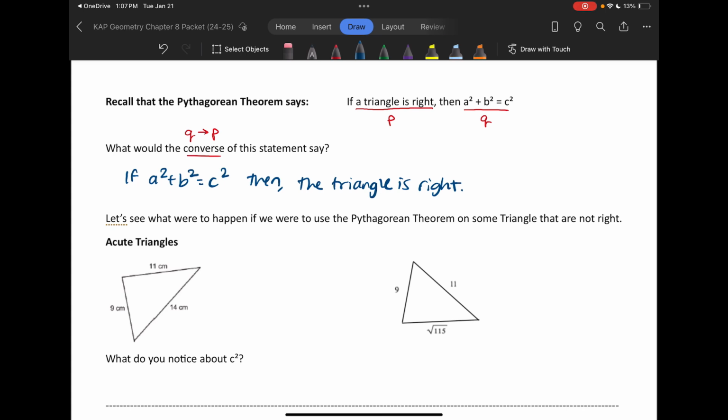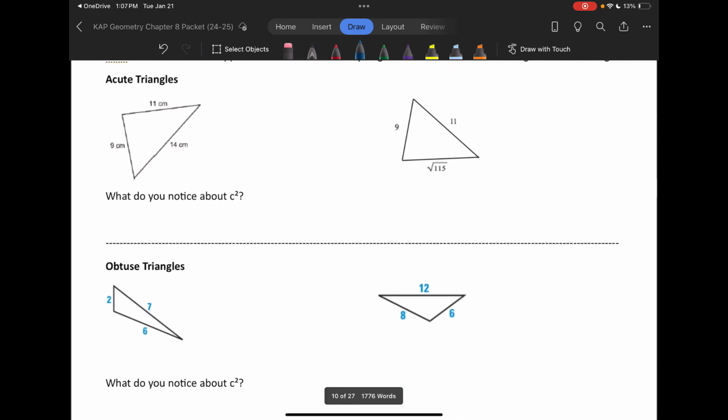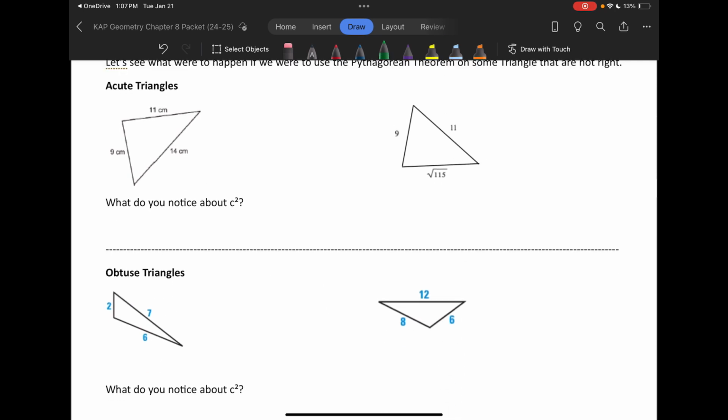And so what I want us to take a look at is, let's see what happens if we were to try to use the Pythagorean theorem on some triangles that are not right triangles. So to start off, why don't we look at these acute triangles here, right? If I'm using the Pythagorean theorem here, remember that this is a squared plus b squared is equal to c squared, where c is the longest side.